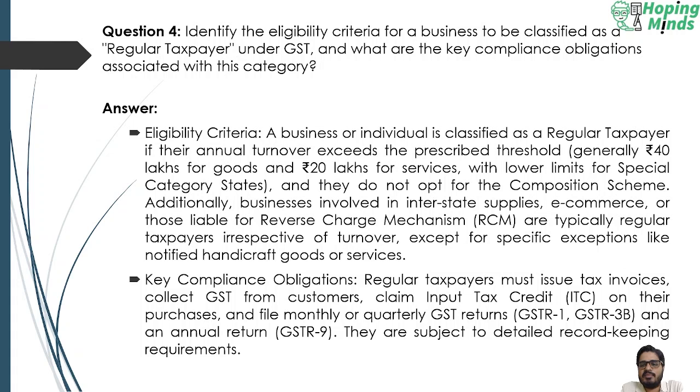So regular taxpayers must issue tax invoices, collect GST from customers, claim input tax credit on their purchases, and file monthly or quarterly GST returns, that is GSTR 1 return, which shows the outward supplies made during the reporting period, and GSTR 3B, in which tax amount is paid, and an annual return, that is GSTR 9, along with a reconciliation statement in GSTR 9C, which is to be filed by those whose turnover has exceeded rupees 5 crores during the preceding financial year.